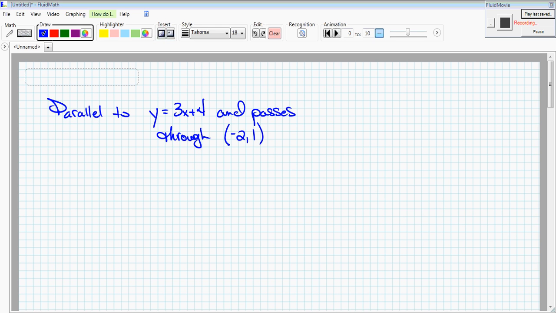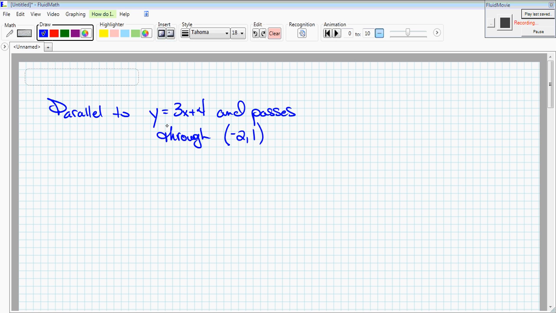Okay, the next thing we're going to do is write the equation of a line parallel to another line that passes through a given point. Now, again, in order to write an equation of a line, it's going to be of the form y equals mx plus b, like we have here, slope-intercept form. In order to write it in this form, we have to find the slope and the y-intercept.